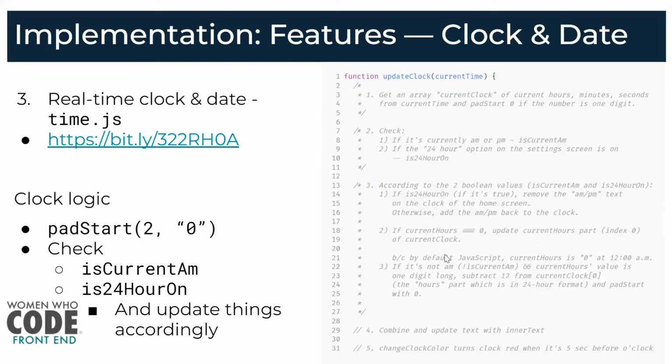So by default in JavaScript, current hours is 0 at 12 a.m. And later, if it is not a.m. currently, and if current hours value is 1 digit long, I subtract 12 from current clock. This is the hours part, which is in 24-hour format, and pad start with 0. And then I combine and update all the text with inner text, and I call change clock color, which eventually turns the clock red only when it is 5 seconds before each hour.